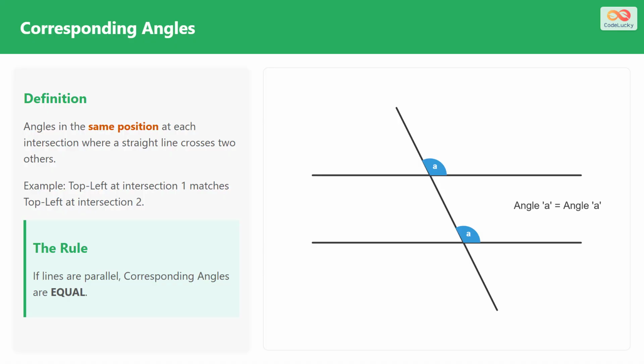Now let us look at the specific pairs. First up are corresponding angles. These are angles that are in the same position at each intersection. For example, the top left angle at the top matches the top left angle at the bottom. The rule is simple. If the lines are parallel, corresponding angles are equal.